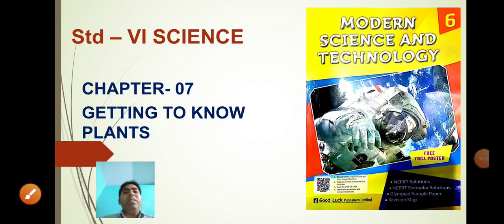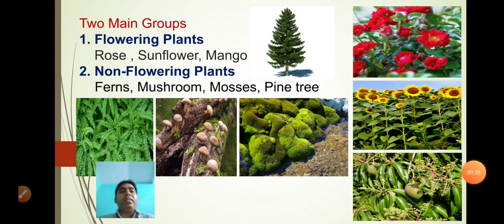Good morning, everyone. This is Standard 6 Science, chapter number 7, Getting to Know Plants, and video number 1. In this chapter, we are going to read about the different types of plants, classification of plants, morphological structure of plants, root system, shoot system, flowers, and their parts.